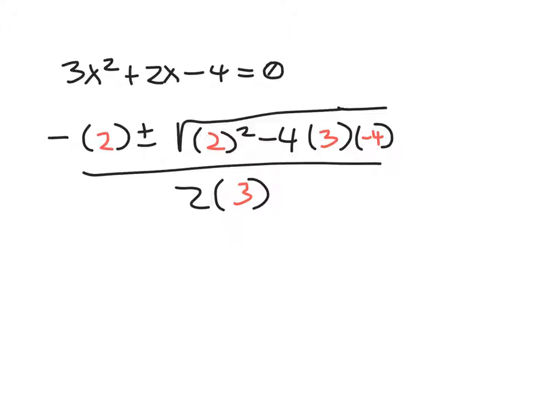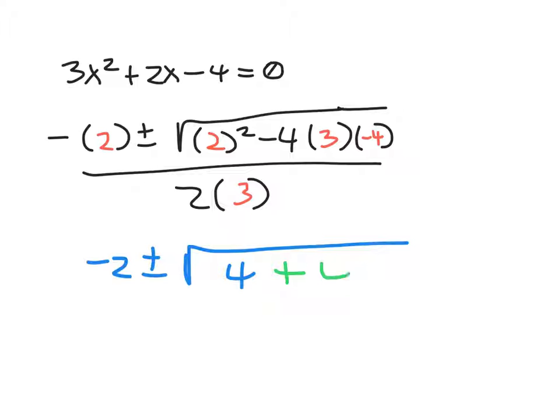Right, let's figure this out. We got -2 plus minus. Well, what's going on in here? We got a 4. Once again, -4 times 3 times -4. Well, that would be a positive 48. So we're just going to write that. Just going to write positive 48 to avoid confusion, and then we're going to move on with our lives. We end up with 6 right there.